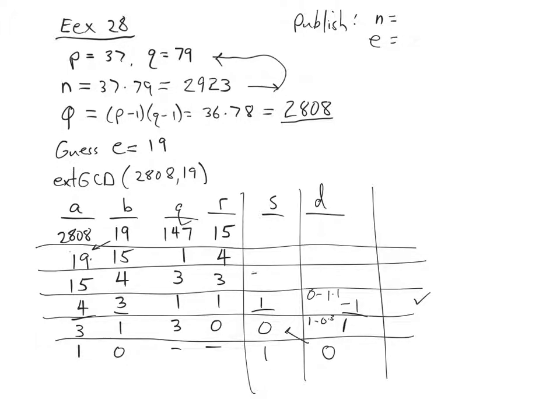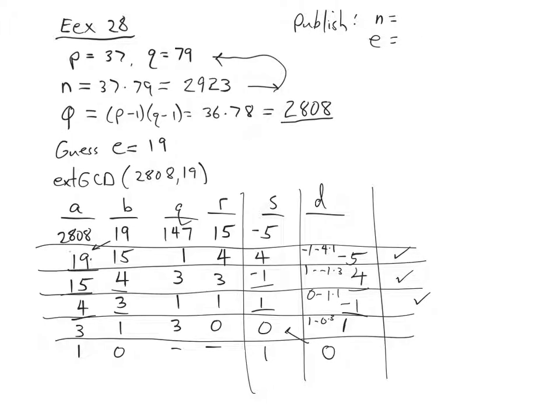Okay, and this becomes minus 1, and this becomes 1 minus minus 1 times 3, which is 4. The check is minus 1 times 15 is minus 15, plus 4 times 4 is 16. So that adds up to 1. And then we put across the 4 over, and this becomes minus 1 minus 4 times 1. So that's minus 5. So 4 times 19 is, I think, 76, and 5 times 15 is 75. So that checks out. And finally we get minus 5.